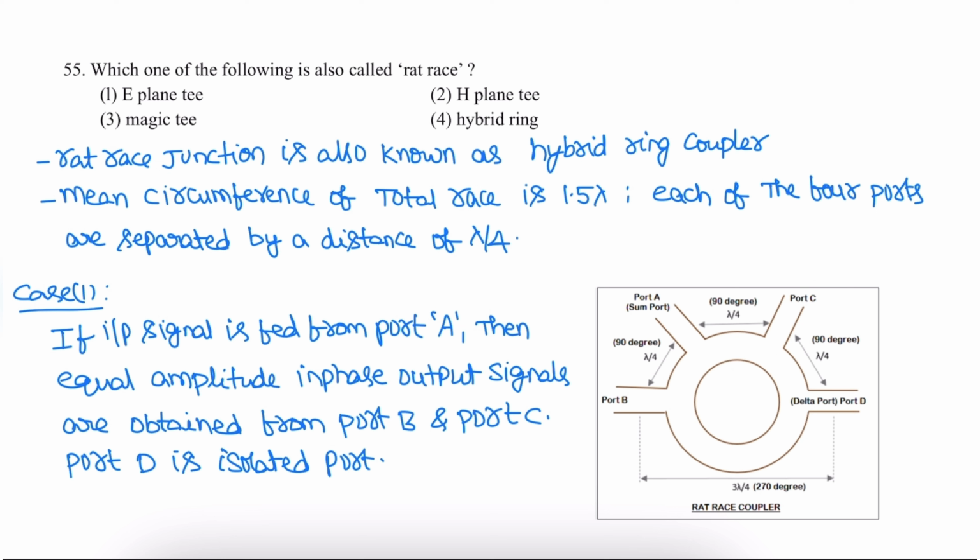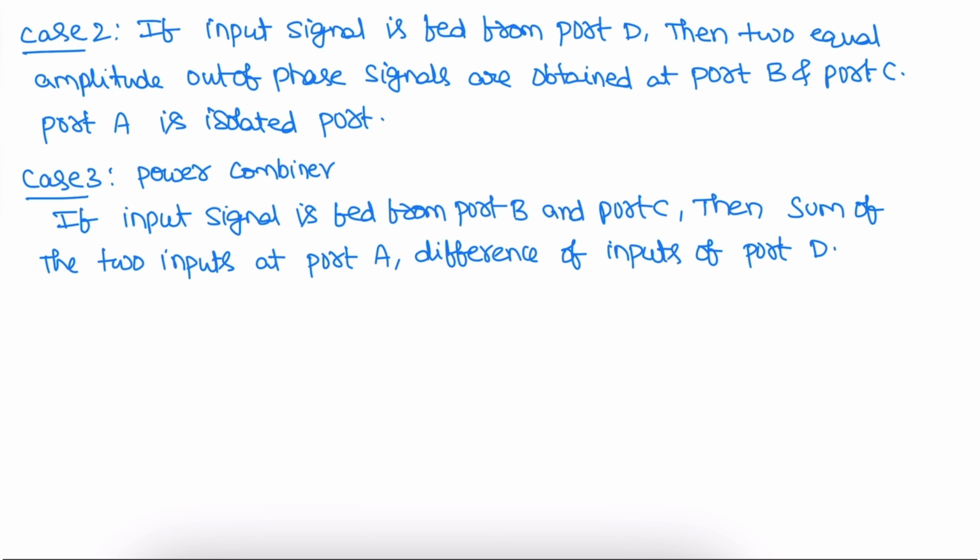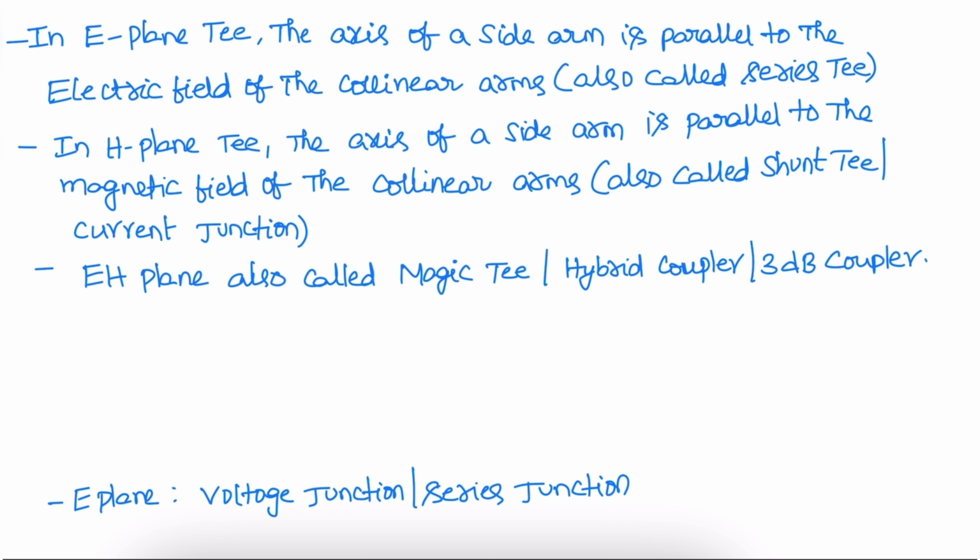So this is the explanation for rat race junction. Which of the following is rat race? Hybrid ring coupler is the answer. Next question, in continuation.